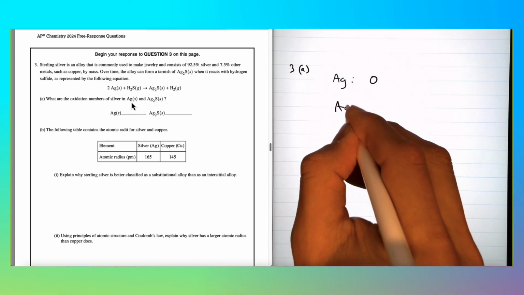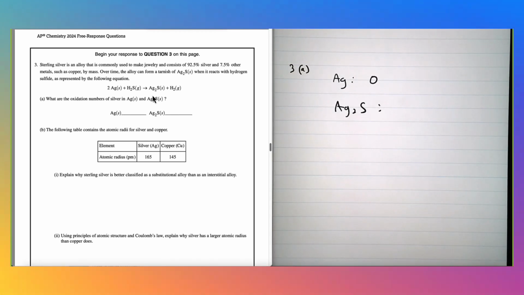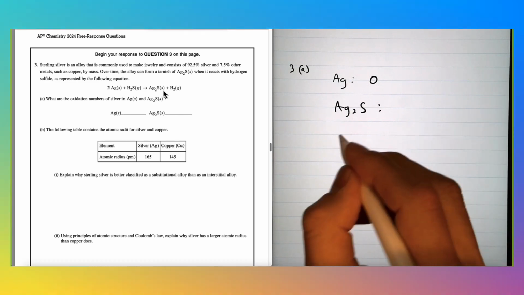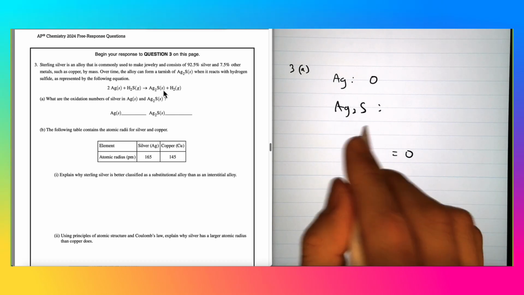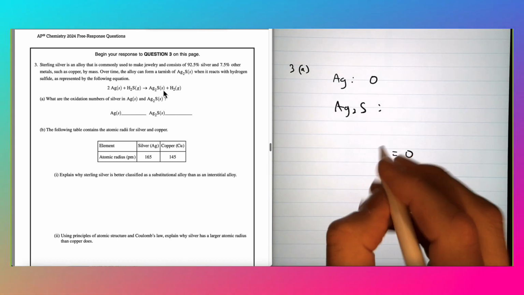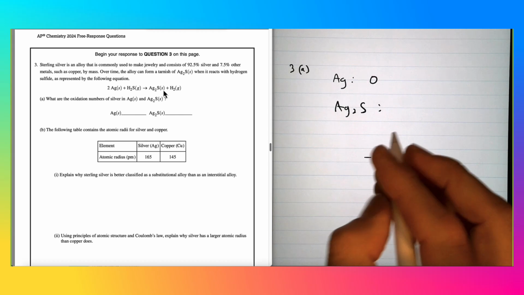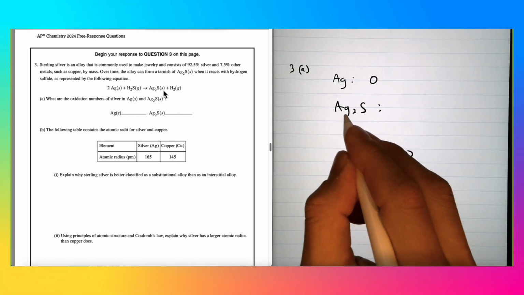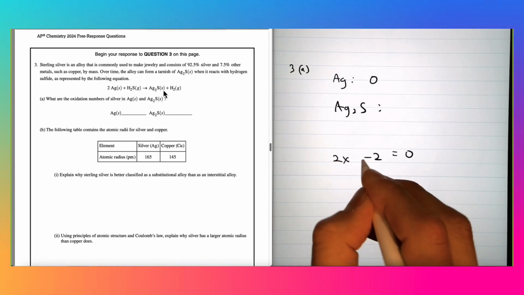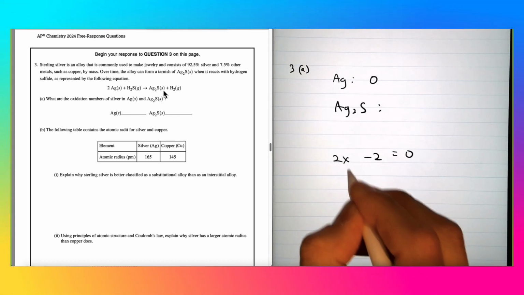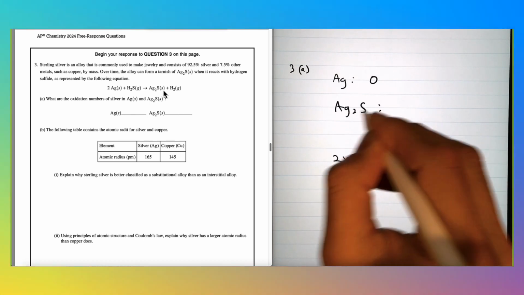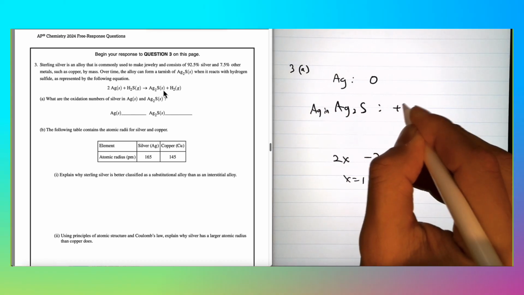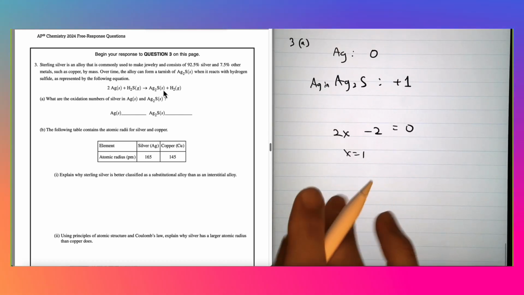And then silver sulfide. Now for that, we know the molecule is neutral. Therefore, the overall molecule should be 0. Now sulfur has a -2 because it's next to the halogen group. And silver is simply 2x, and we're looking for the x here. So if you set x equals 1, we get 0. Therefore, the silver ion has a +1 charge. Okay, easy 1 point.